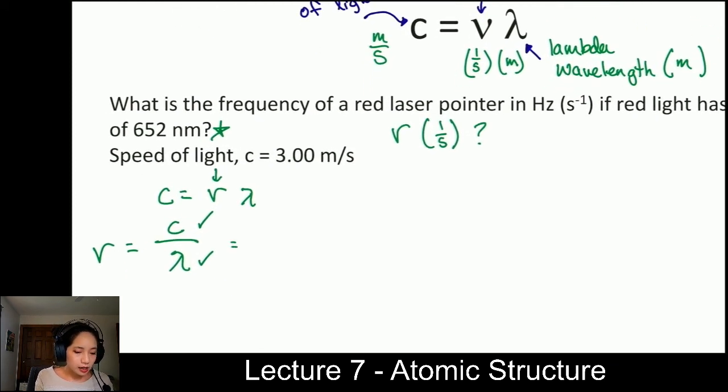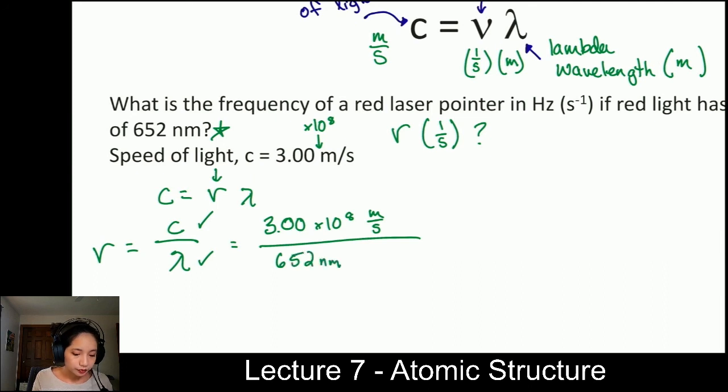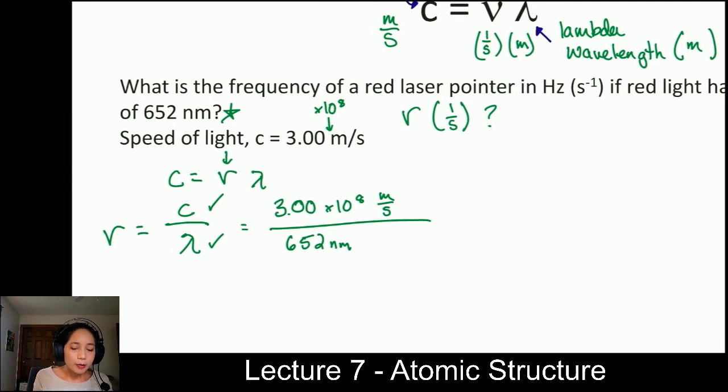So c, the speed of light, is 3.00. Oops, this is not correct. This is 3.00 times 10 to the 8th. I'll fix that before I post this. So 3.00 times 10 to the 8th meters per second over wavelength, which the question gives to us, it is 652 nanometers.